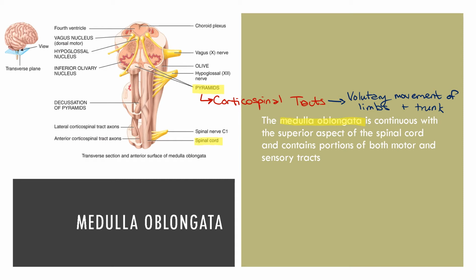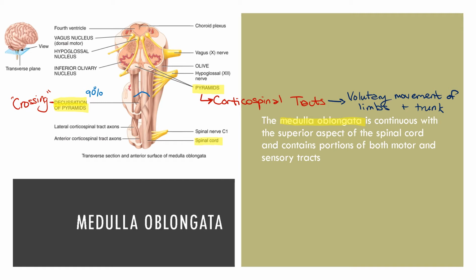Now, just superior to the junction of the medulla with the spinal cord, 90% of the axons in the left pyramid cross over to the right side, and 90% of the axons in the right pyramid cross to the left side. So this crossing is called the decussation of pyramids. Decussation literally means crossing. And like I said, this is where 90% of axons from either side will cross over to the other side.